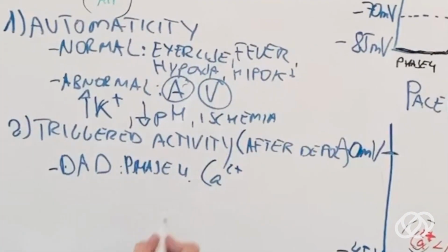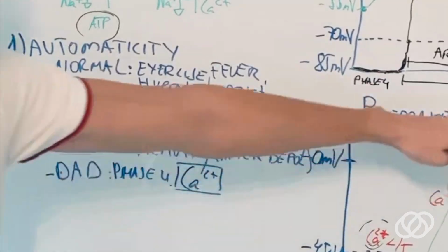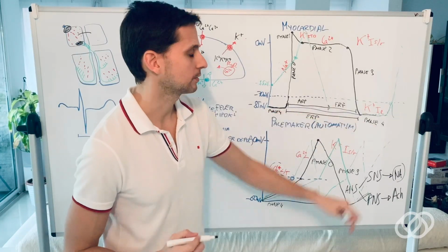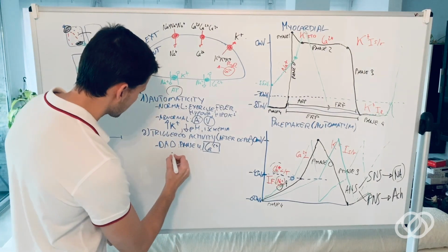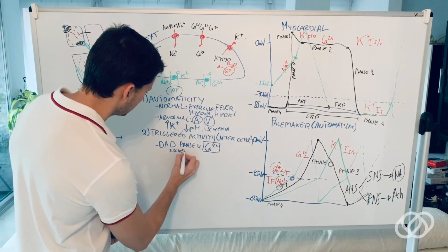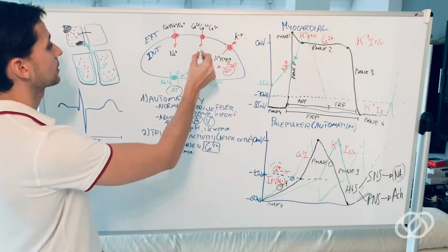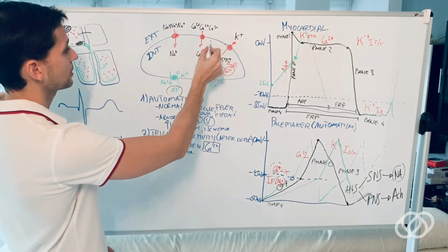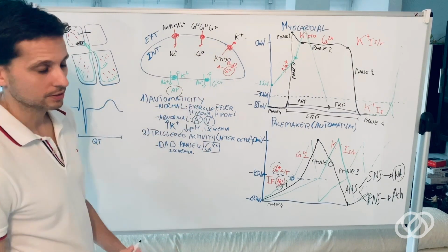And how can calcium enter inside the cell during this phase 4? Usually there are some situations, like for example in ischemia. In ischemia we have seen that the membrane, by getting disrupted, also the channels, and a lot of calcium can enter in the cell.